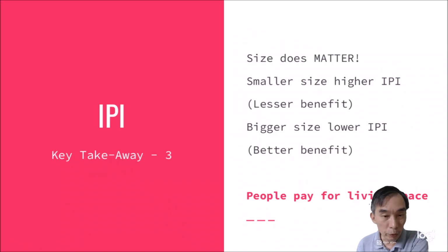So this I want to give you as a key takeaway. Size does matter. Smaller size units usually come with a higher IPI, and the bigger size units usually come with a lower IPI. So people actually pay for bigger units. They don't mind paying more money, but the price per unit area would be less. It's like when you are buying bulk. When you buy bulk durian, you get each durian at a lower price.